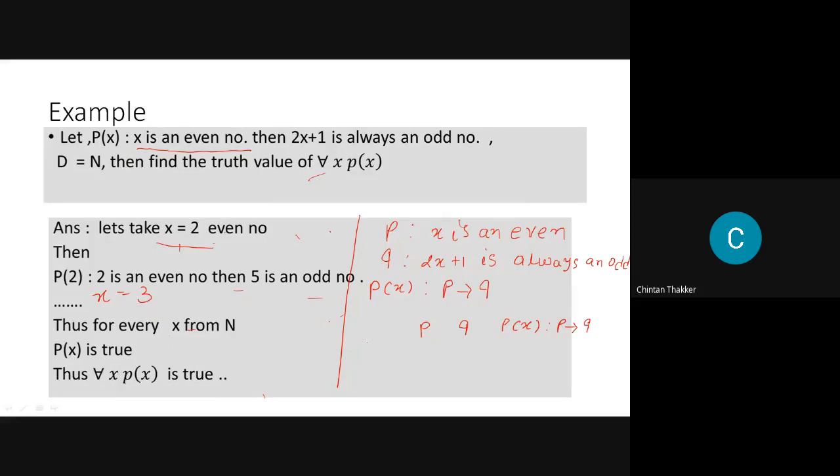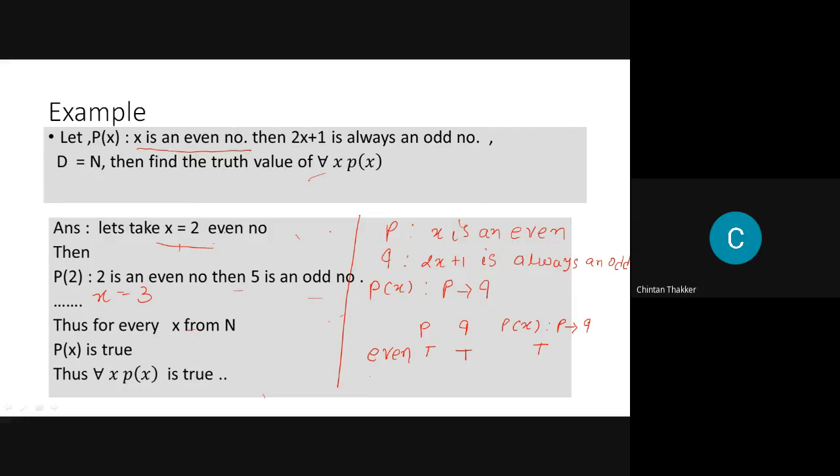So for natural numbers we have two possibilities. One is even number and the other is odd number. So here we check for even number. So for even, the P is true. What about Q? In Q, 2 times the even number is even. Even plus 1, we get an odd number. Okay. So Q is also true. So that means if both are true, then the conditional statement is true.